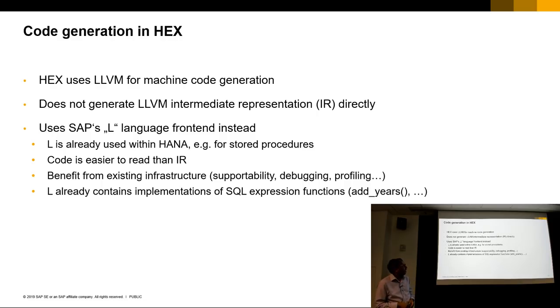So generally speaking, it uses LLVM for machine code generation. Currently, we don't go directly to IR, and instead we generate L. It's easier to look at, easier to debug, etc. And then we're using an L interpreter to generate code. And L is a specific language that SAP wrote, but like you guys had this before you did this, right? It's already in the product before we did. Right. So L is already used in HANA before we started building the HEX engine. Okay. Right.